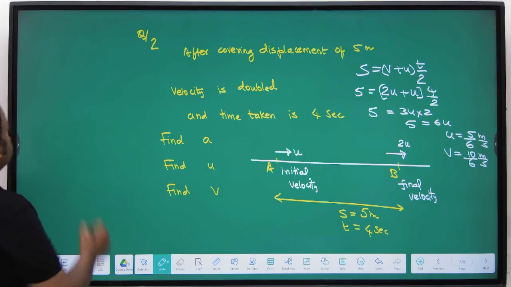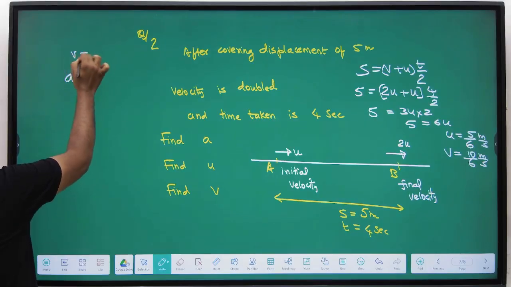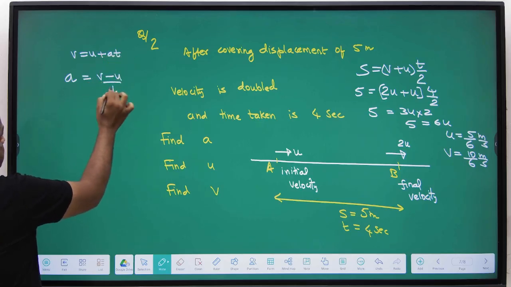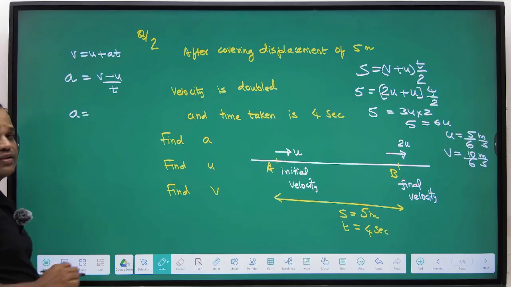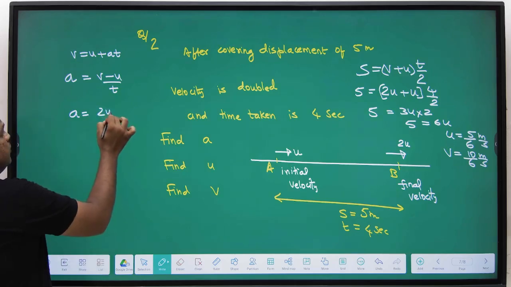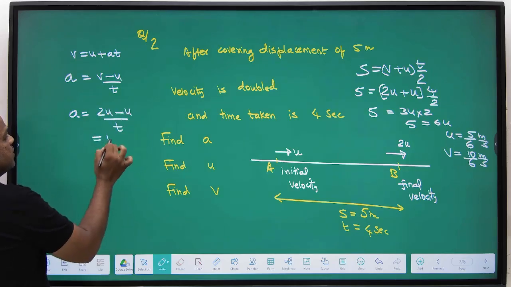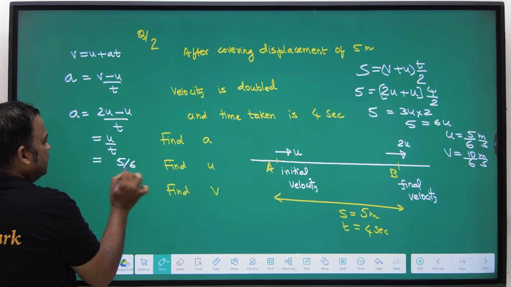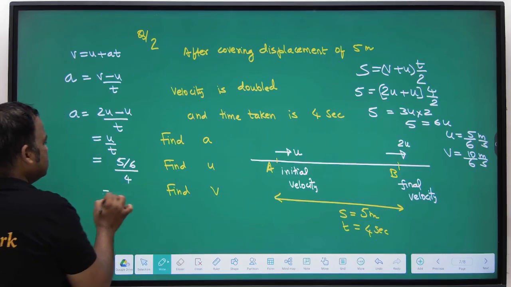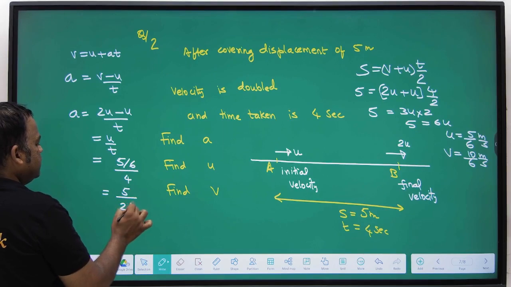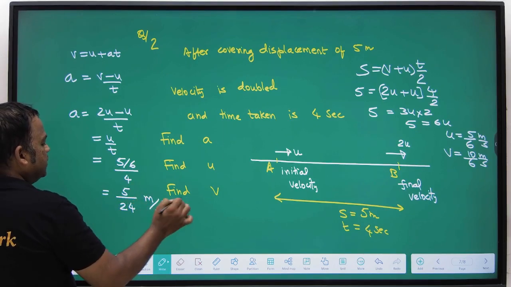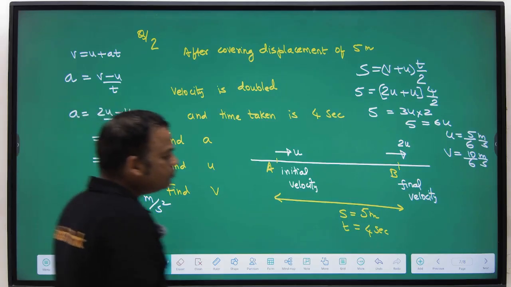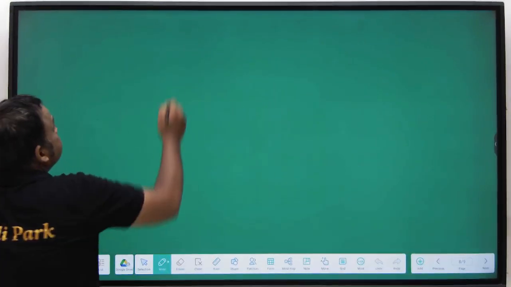And for acceleration we can use v is equal to u plus at. So acceleration is equal to (v minus u) by t, which is (2u minus u) by t, that is equal to u by t, and u we got 5 by 6, and time is 4, so this will be equal to 5 by 24 meter per second square. This is the acceleration. Let's take one more example.